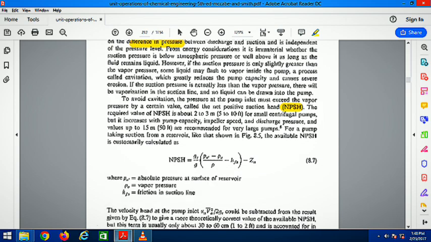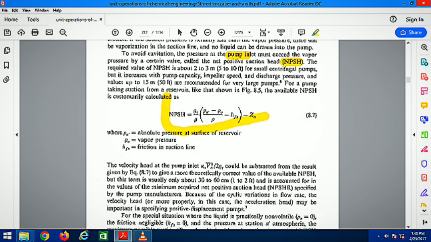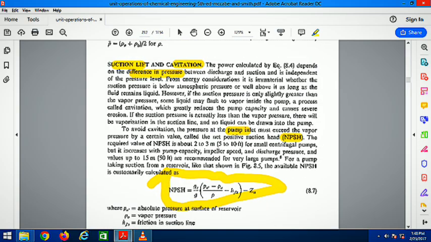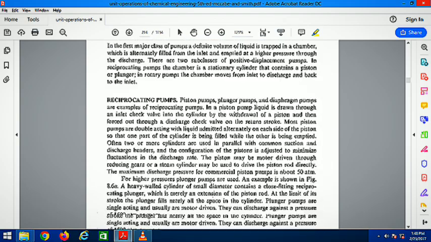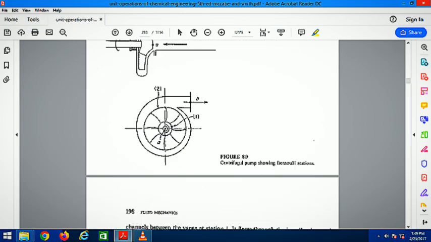And so NPSH is a very useful term in pressure balancing of a pump inlet, and it is given by this equation. We generally neglect the velocity head at the pump inlet, but if we are taking it, then we have NPSHR, which is the minimum required net positive suction head. So NPSH is a very critical topic, and next we move on to the pumps.